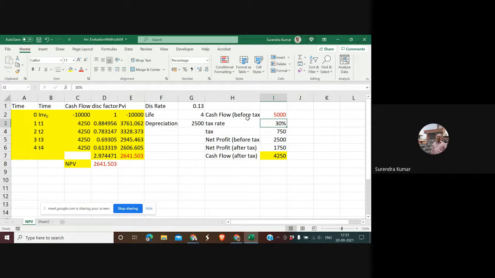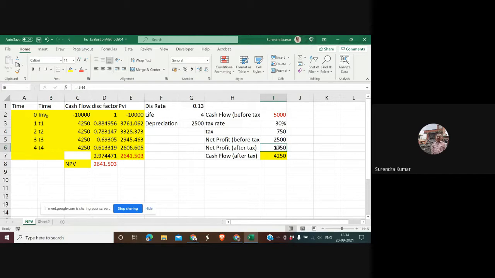So in this cash flow before tax, we add, no, we're not adding this. We have calculated the net profit before tax. Now in this net profit before tax, which is coming out to be 2,500, now we have to compute the tax. So tax on this 2,500 at the rate of 30% would come out to be 750, as you can see from the cell information, that we have multiplied 30% with the net profit before tax, and we get the information about net profit after tax.